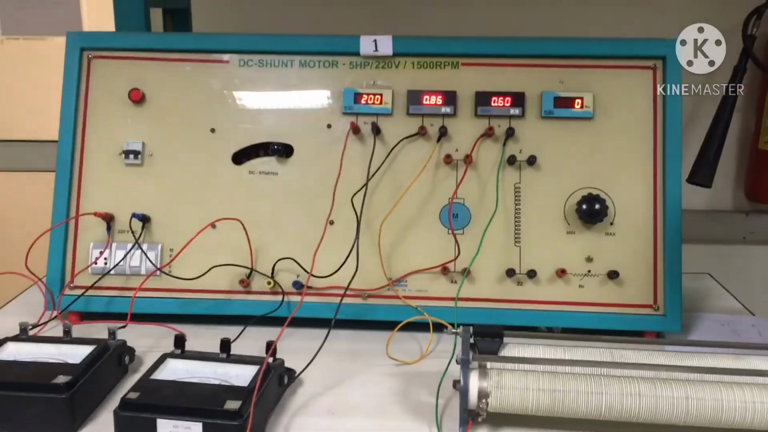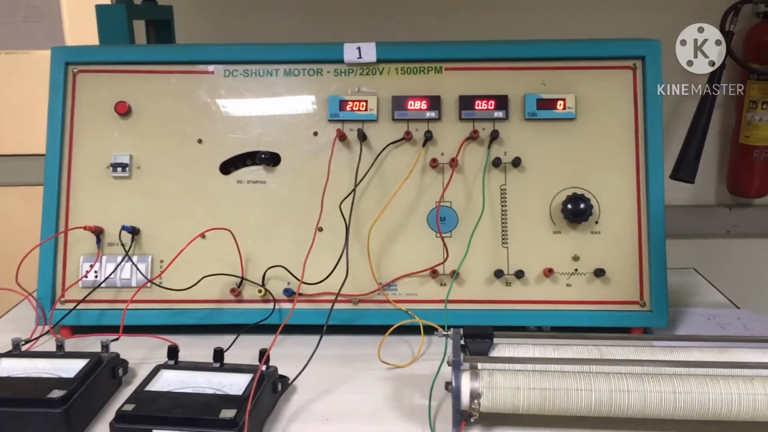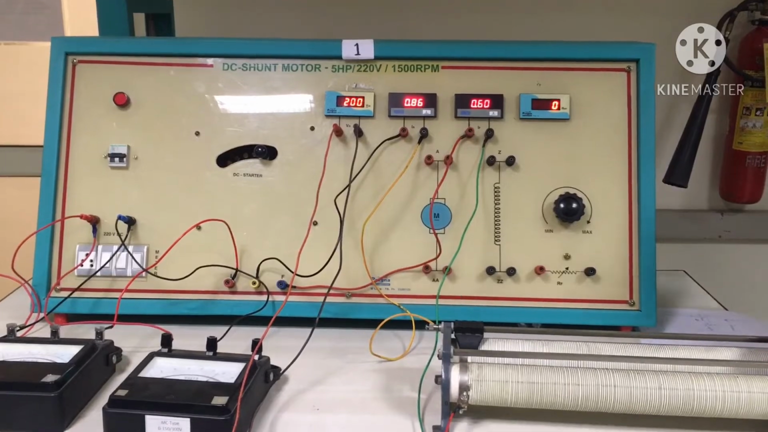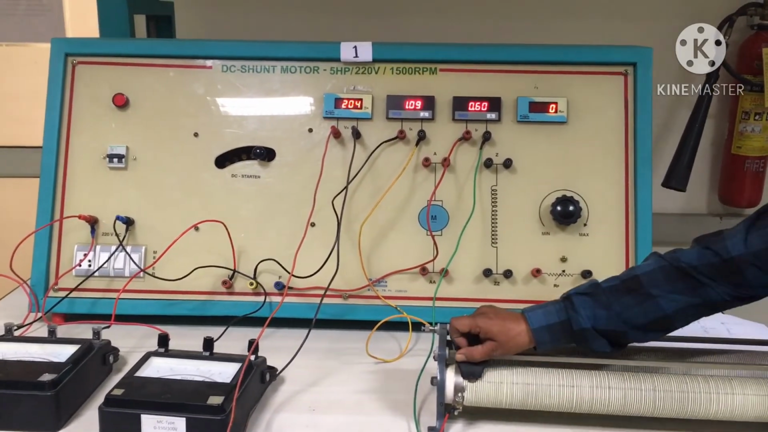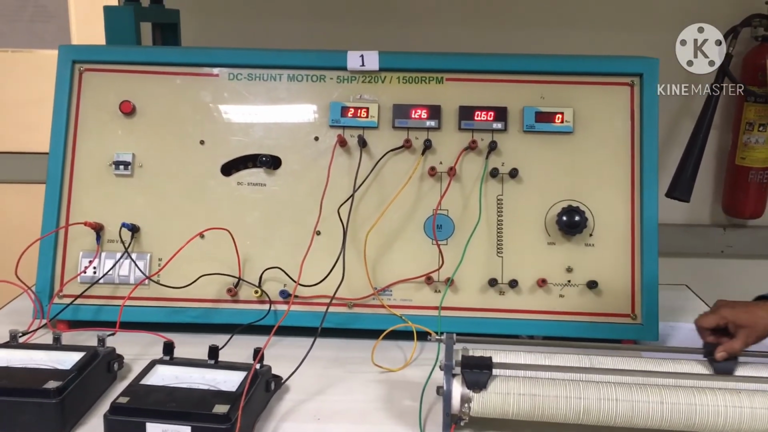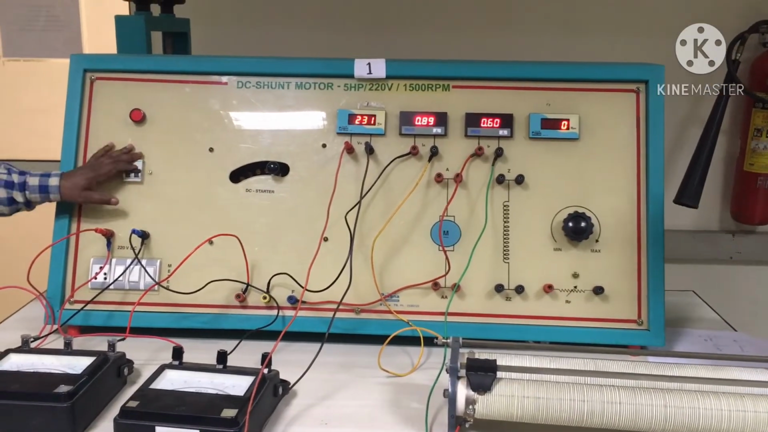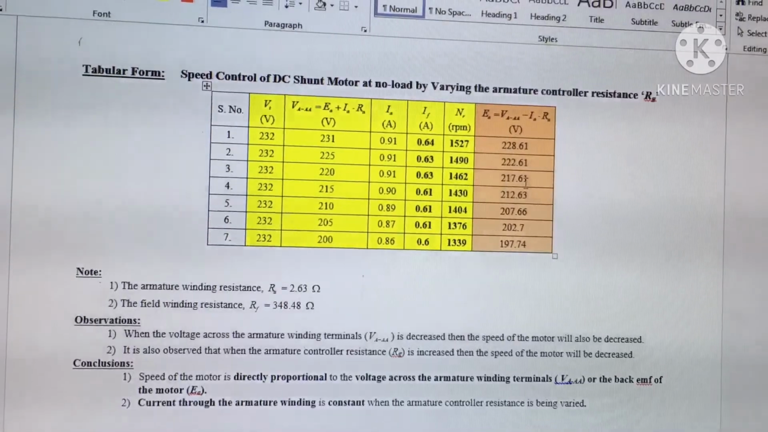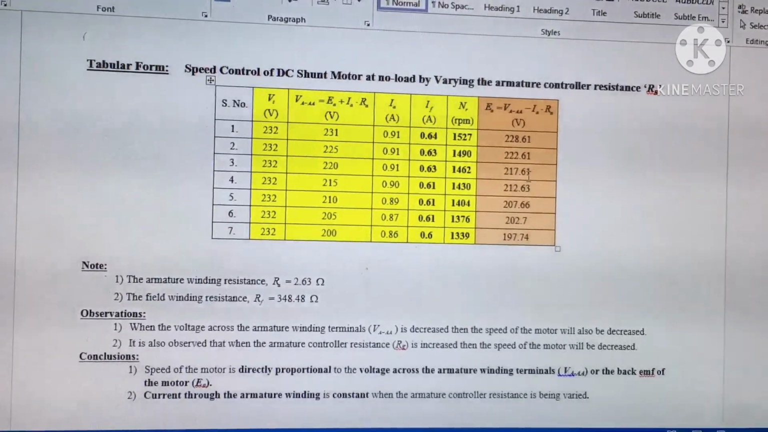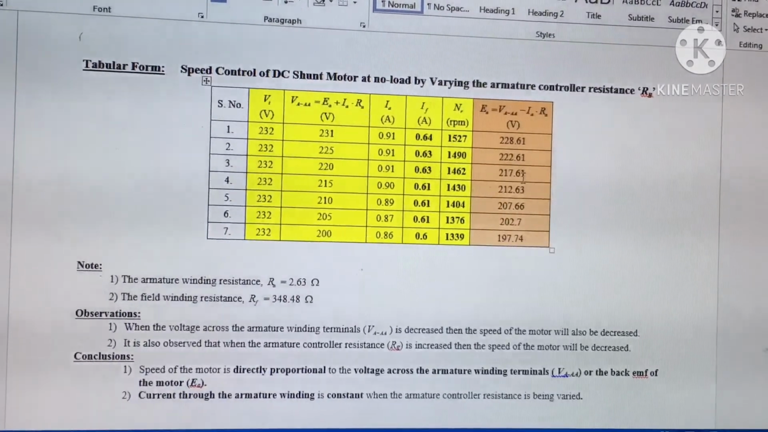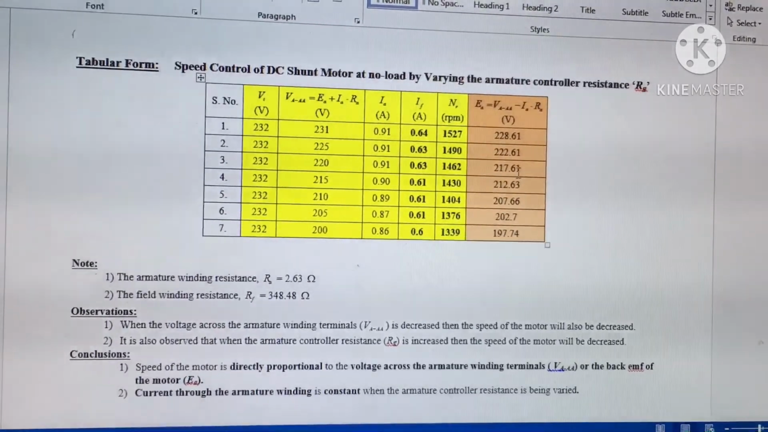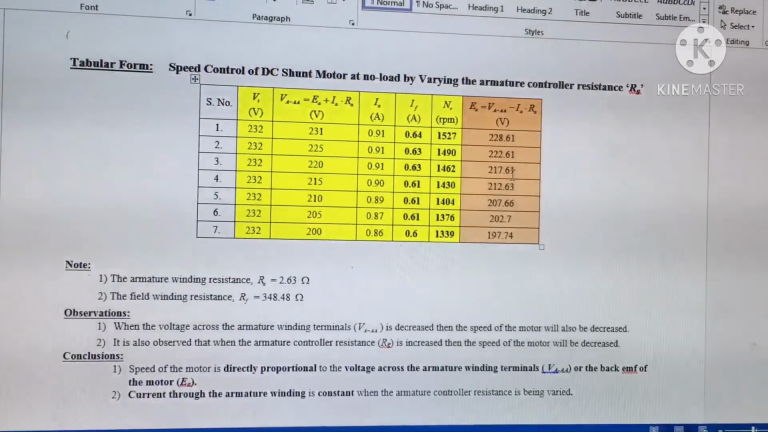Now the controller resistance is at maximum position, so we can stop now. We can decrease the controller resistance to minimum position. After that we can switch off the DC supply. Now we can see the speed observation tabular form for speed control of DC shunt motor at no load by varying the armature controller resistance.